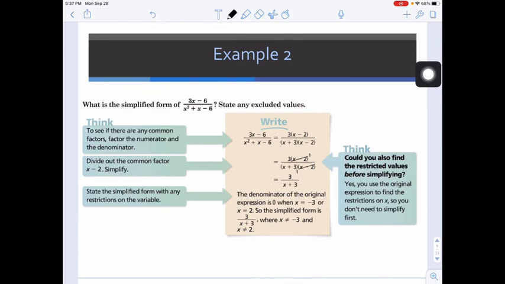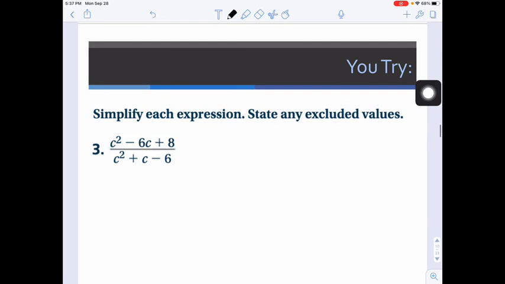This slide here has all the steps for simplifying. It doesn't show the factoring that you have to do on your own, and then it's got the little explanation for the excluded values. Now I would like you to simplify the following expressions, state any excluded values. We've got c squared minus 6c plus 8 over c squared plus c minus 6.